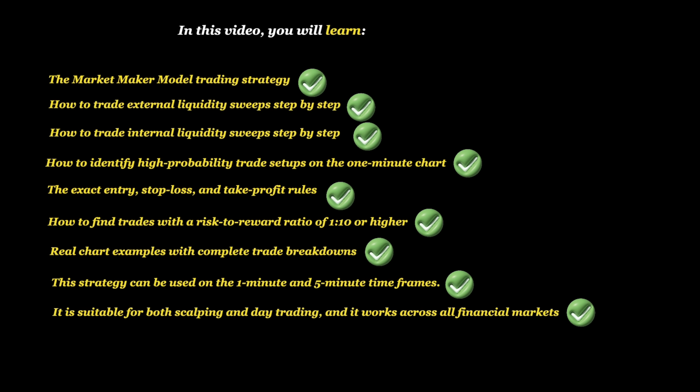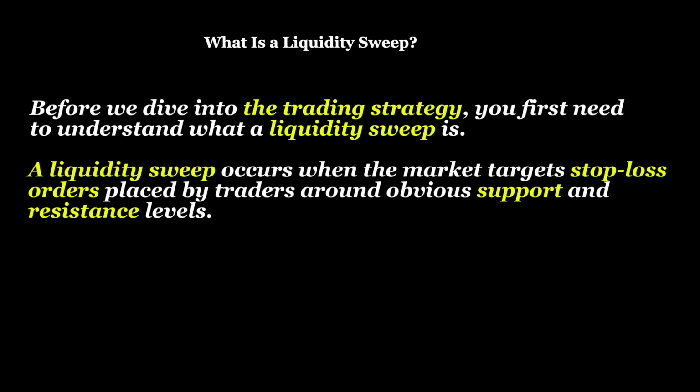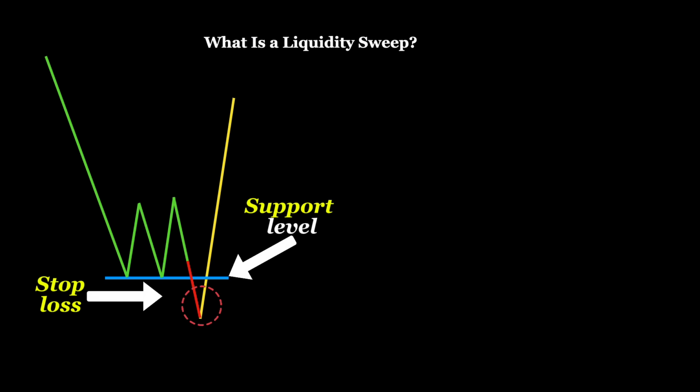Now, let's get started. Before we dive into the trading strategy, you first need to understand what a liquidity sweep is. A liquidity sweep occurs when the market targets stop-loss orders placed by traders around obvious support and resistance levels. For example, the market may create a clear support level. Many traders place their stop-loss orders below that support. The market then breaks below the support, triggering those stop losses, but quickly closes back above the level. This is known as a bullish liquidity sweep.